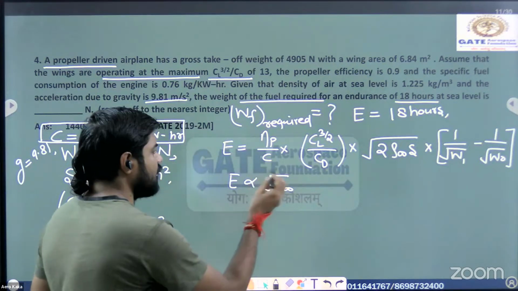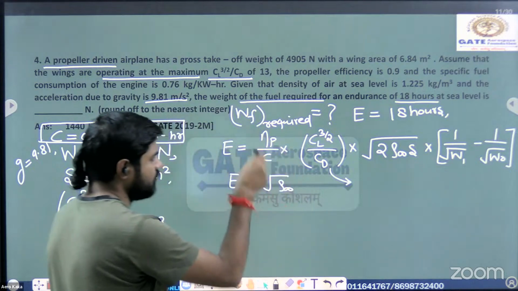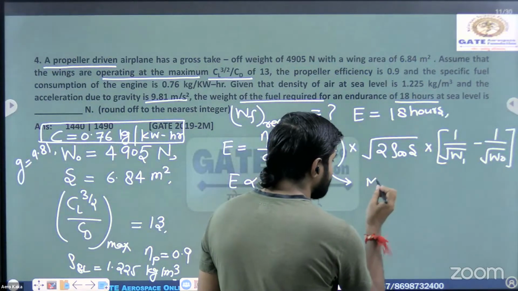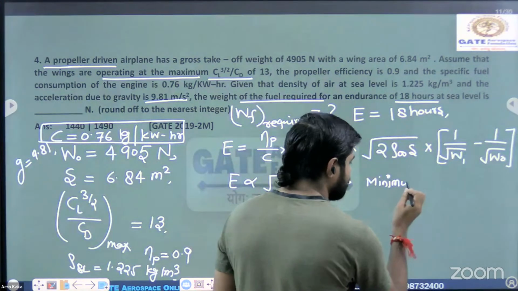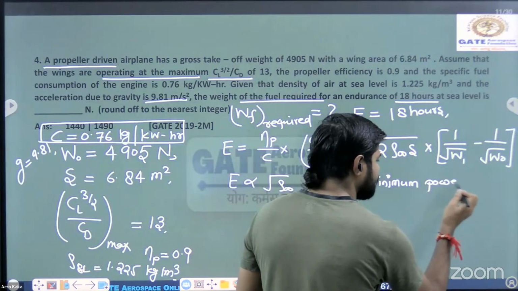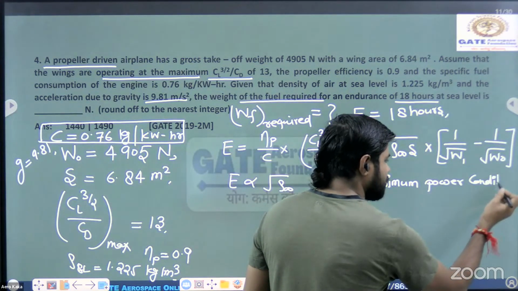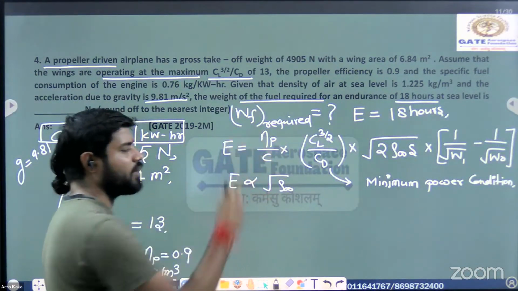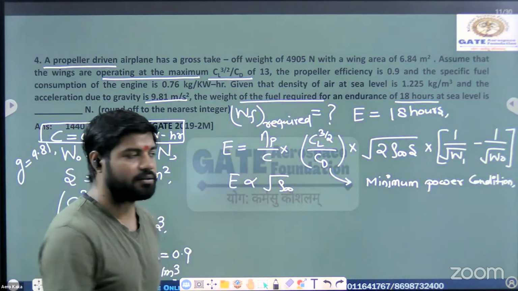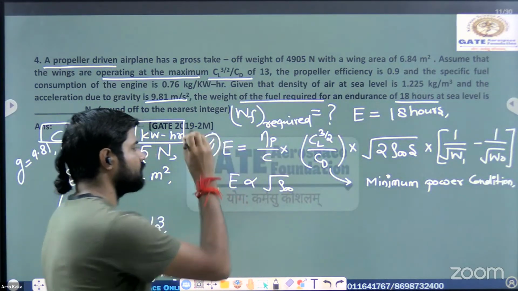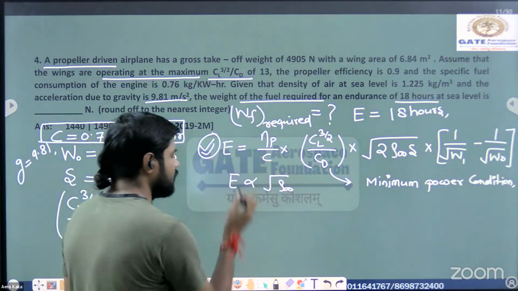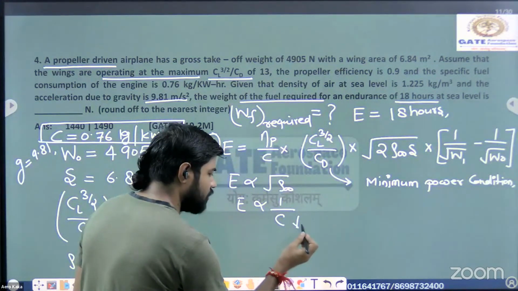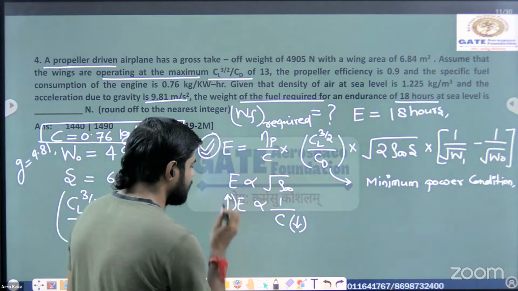Then, if you want to maximize the endurance of this propeller-based aircraft, we have to fly this aircraft under minimum power condition. Check please. Then obviously, if the propeller efficiency is high, then the endurance will also increase. Now again, this E is something like this. It means that if the value of C decreases, then the endurance also increases.